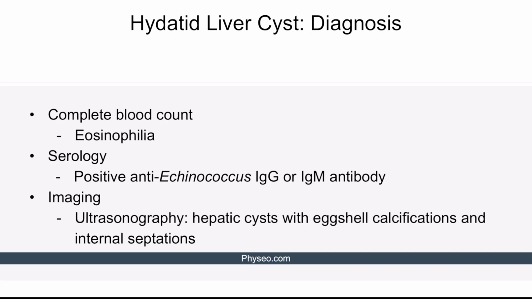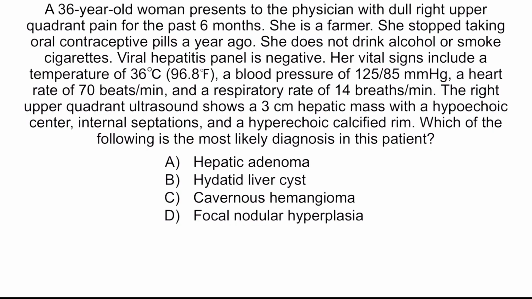Here's a slide reminding us of the diagnosis of the hydatid liver cyst. Let's discuss now why other options are incorrect. Option A, hepatic adenoma, is incorrect because it presents as a well-demarcated hyperechoic lesion on hepatic ultrasound. Option C, cavernous hemangioma, is incorrect because the ultrasound typically shows a hyperechoic homogeneous mass in patients with cavernous hemangioma.